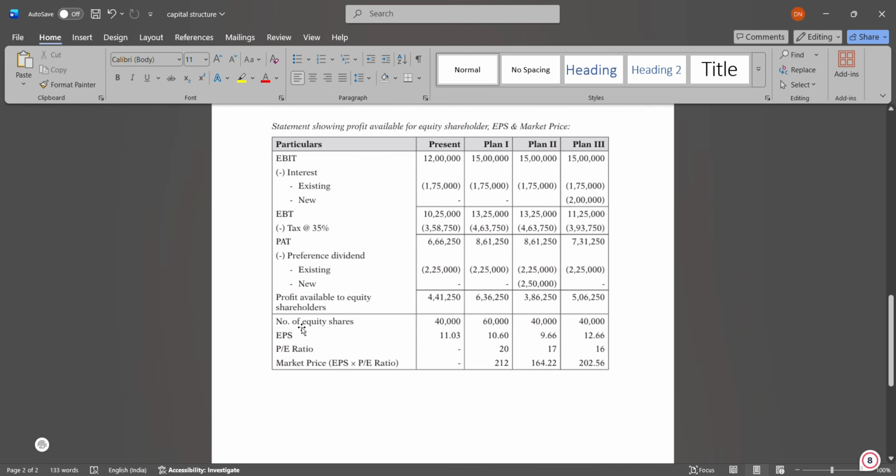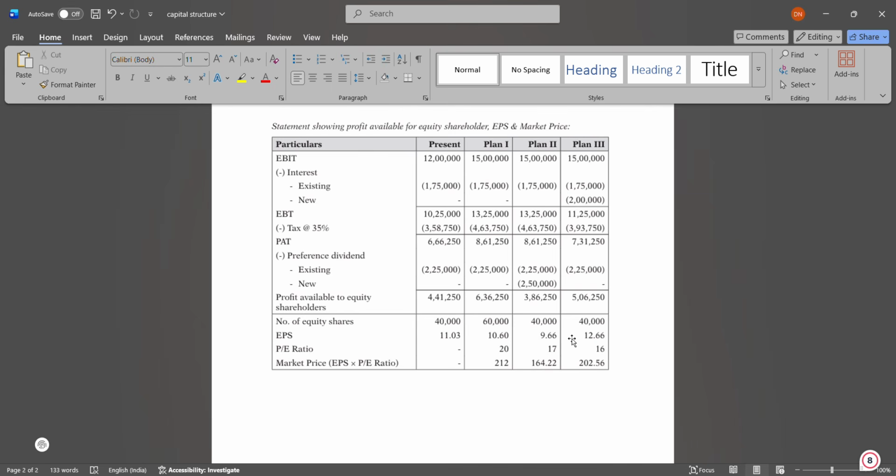So now how do we calculate earning per share? Profit available to equity shareholders divided by number of equity shares. We get 4,41,250 divided by 40,000, we get 11.03. 6,36,250 divided by 60,000, we get 10.60. 3,86,250 divided by 40,000, we get 9.66. And 5,06,250 divided by 40,000, we get 12.66. Okay. So this is the calculation of earning per share.